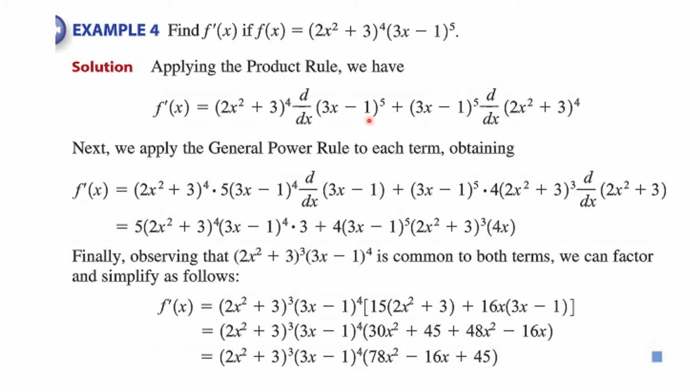So when I take the derivative of this one, I'm going to get 5 times this business to the fourth times the derivative of what's inside. That's going to be a 3. And over here, I'm going to take this expression times the derivative of this. So this is (2x squared + 3) to the fourth. So it's going to be 4 times this business, whole cubed, times the derivative of what's inside, which is going to be 4x. So we do some algebra, realize what I have as common factors, and I can simplify it to this expression.